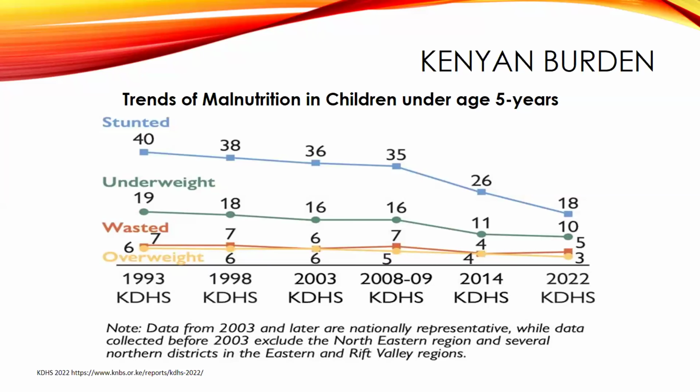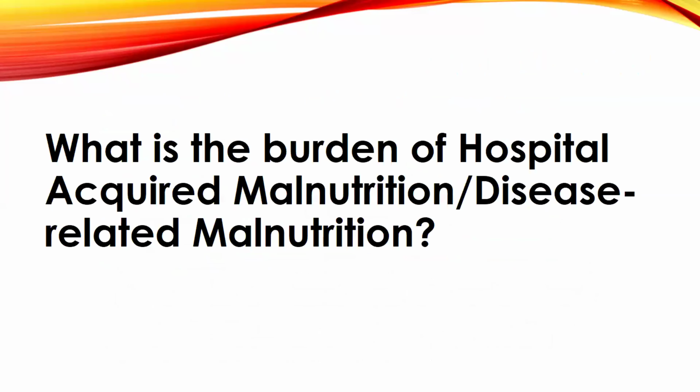So our focus has been more towards the children and the community. But then what about the adults? That brings in a different picture, because if you have more of the population tending to be overweight and obese, then non-communicable diseases set in: issues to do with the cardiovascular system, diabetes, renal disease. All those aspects will set in. The big question here, now that we're in the clinical setup, is what is the burden of hospital-acquired malnutrition or disease-related malnutrition?